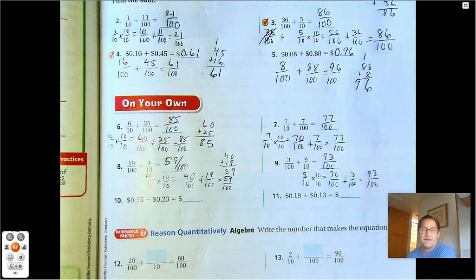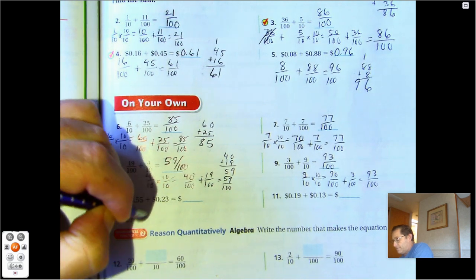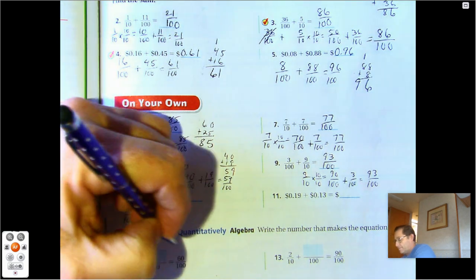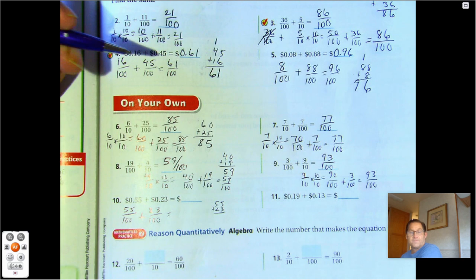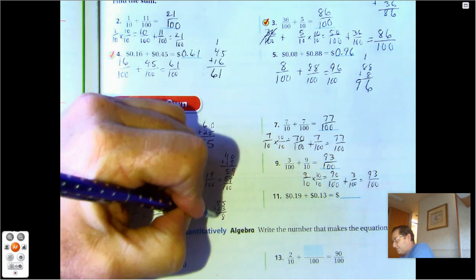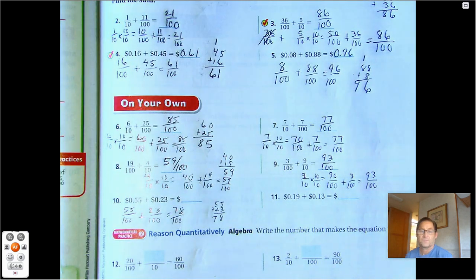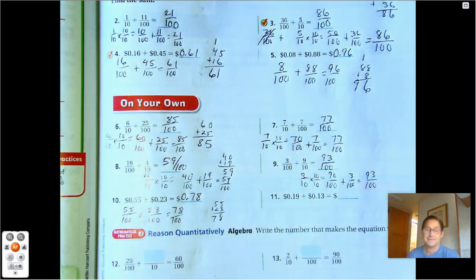Number 10, 55 hundredths plus 23 hundredths. 5 and 3 is 8. 5 and 2 is 7. So 78 hundredths. How do we write 78 hundredths as a decimal? Just 0.78. So 78 cents.